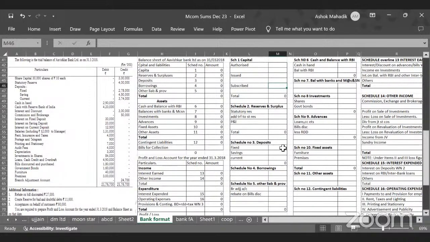Okay. So we'll start with the sum. So this way I have connected all the cells. All the totals are connected to the balance sheet item against the schedule. I have related that way.